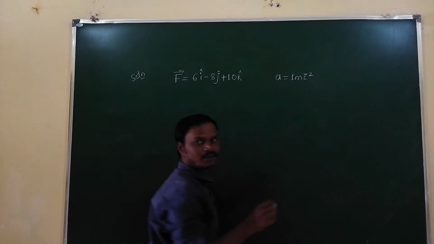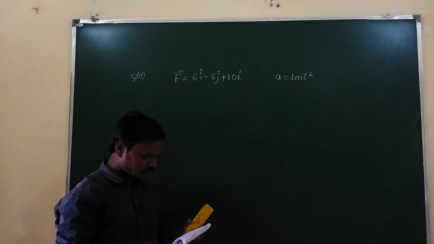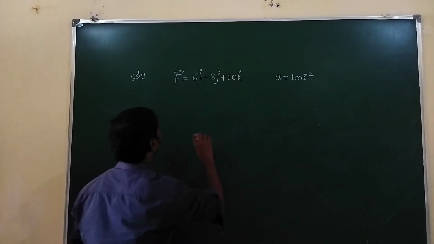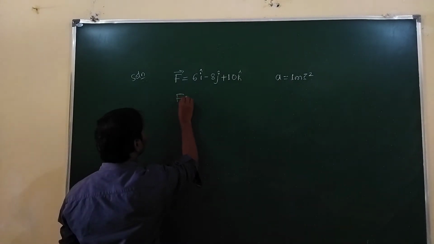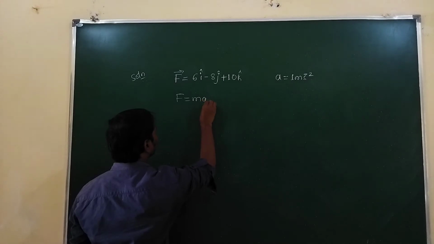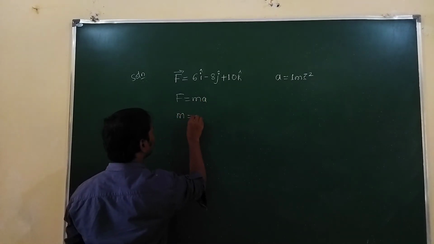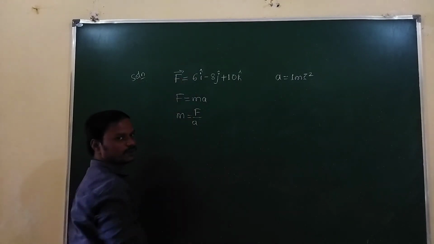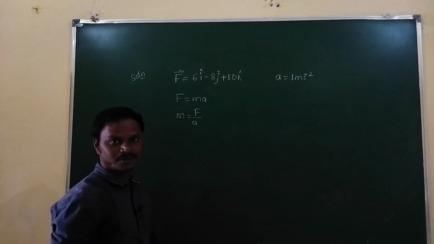Then what is our aim? Our aim is to find the mass of the body. Now, by using Newton's second law, that is F is equal to m into a, then m is equal to F by a. Then here what is F? F is the magnitude of the force. Now how to find the magnitude of the force?